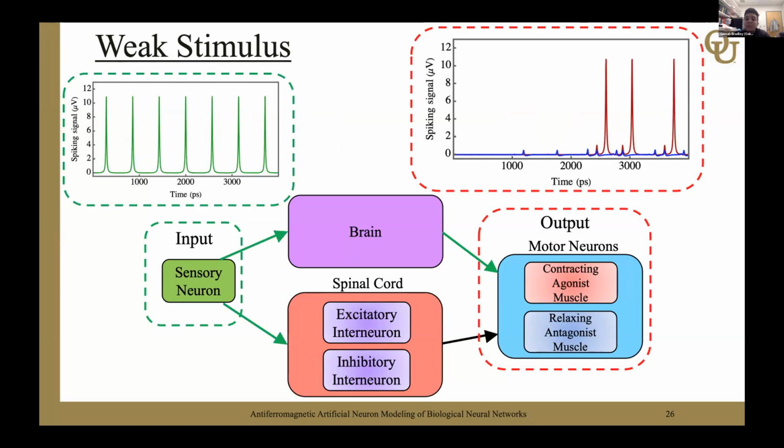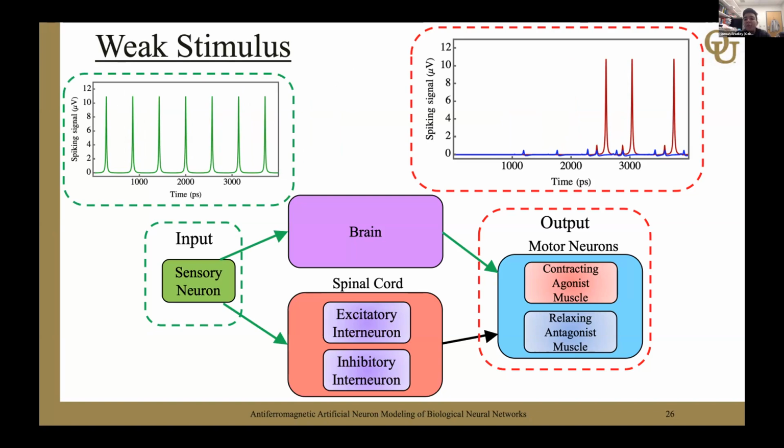Next is the reaction to a weak stimulus. Now the sensory neuron is an auto-oscillator, outputting spikes at a relatively low frequency. The sensory neuron sends its signal to the interneurons. However, because of the low frequency, it is not strong enough to excite the interneurons and trigger the reflex.